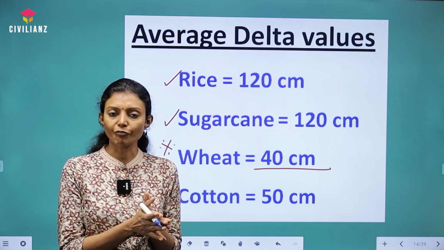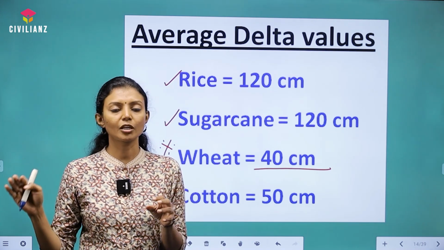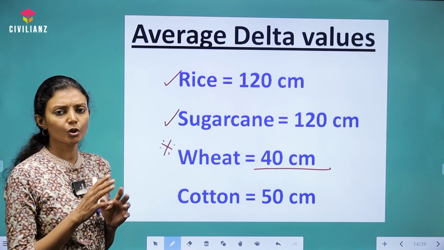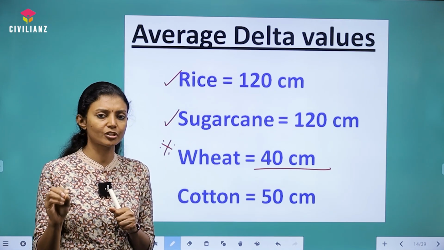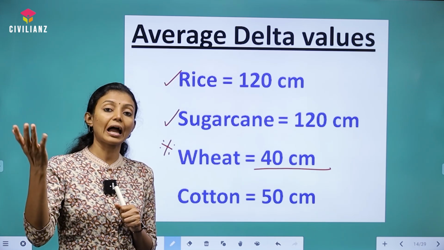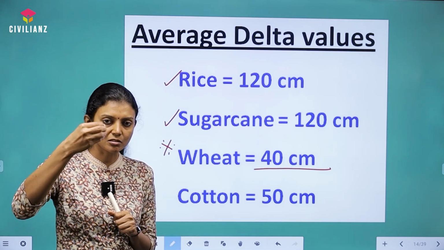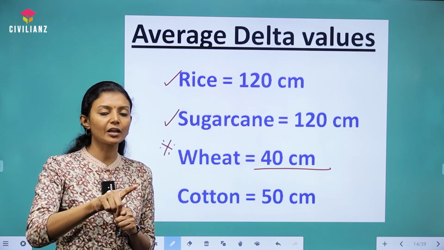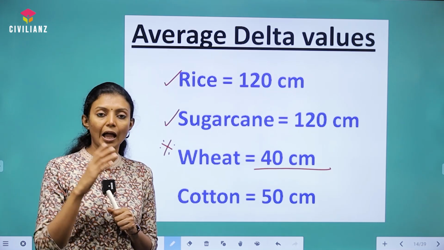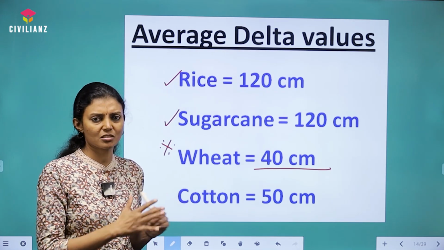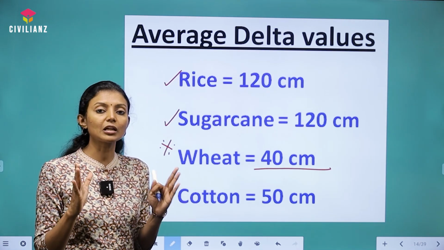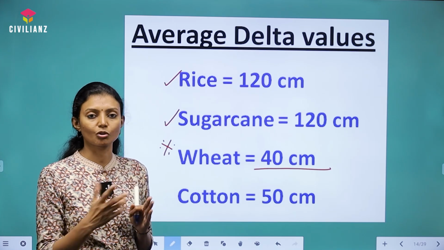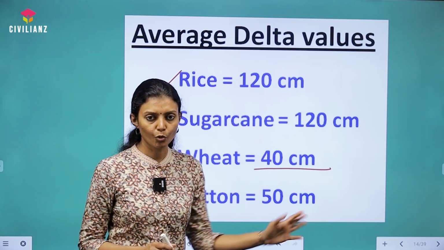The unit of duty is hectares per cubic meter per second, and the unit of delta is meter or centimeter. Keep that in mind. You all know what duty is. You don't have to memorize the definition by heart. You should think about the unit and derive the meaning from that. Hectares per cubic means that using 1 cubic of water, how many hectares of land you can irrigate. And delta, the unit is meter or centimeter, so that is basically depth. The total depth of water that you must supply for the complete growth of a crop, that is delta.